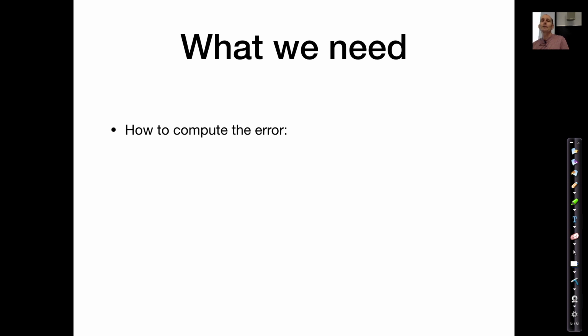So what do we need? Well, we need to know how to compute the error. Give you a hint here. This is called back propagation. All it really is is a large application of the chain rule. Okay? But it has a fancy, fancy name. Developed in the early 80s.